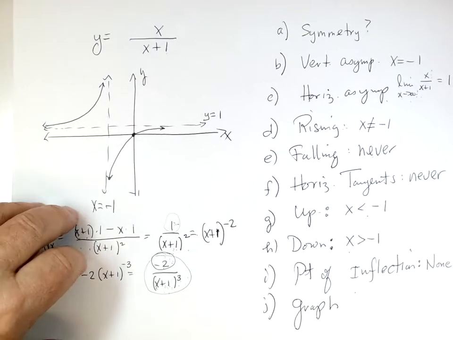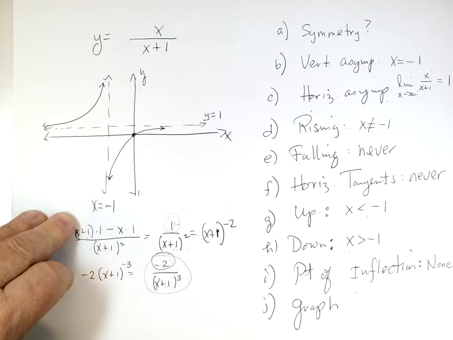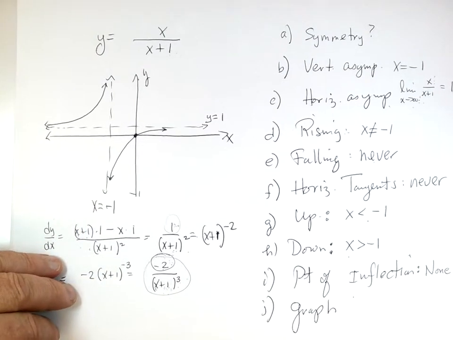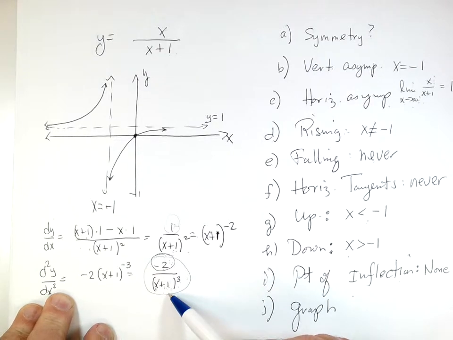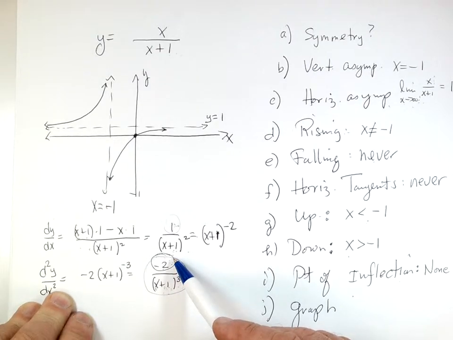I have a question. Yeah, go ahead. So the point of inflection, the numerator has to equal 0? Correct. The numerator must be equal to 0, making this fraction equal to 0. And since this numerator is never 0, there is none.